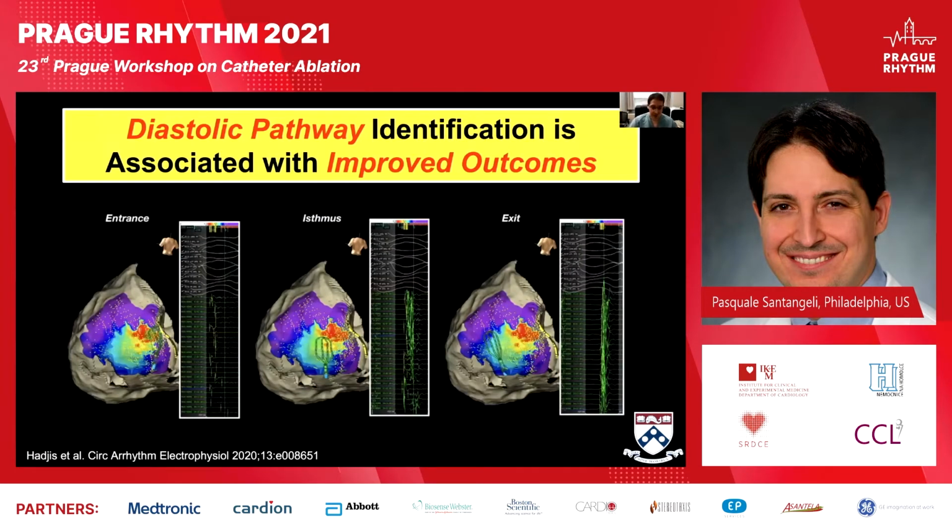A clear identification of the diastolic components may also carry some important prognostic value, as it has recently been associated with improved ablation outcomes in this observational study by Paolo Della Bella's lab, in which the full diastolic pathway could be visualized with multipolar catheters by mapping, of course, in this case an epicardial VT, the entrance, the isthmus, and the exit, imaging the entire diastolic pathway.